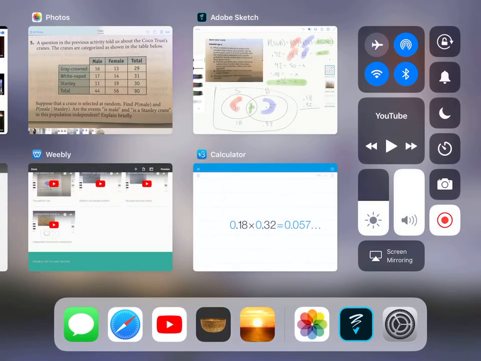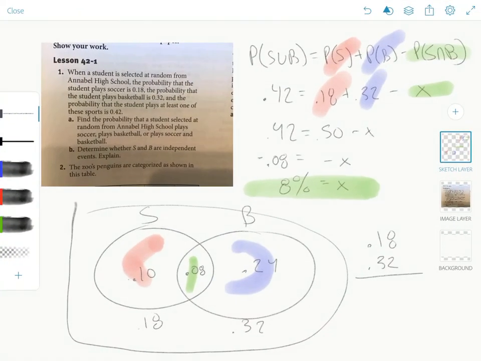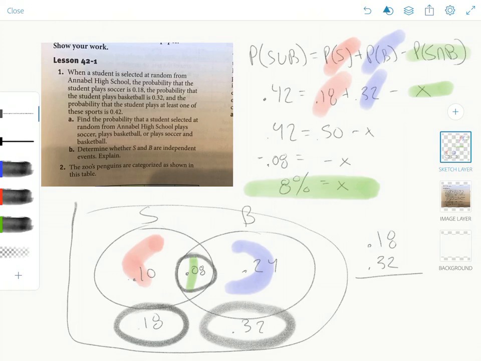These are not independent events because the product of the soccer probability and the basketball probability does not equal the intersection probability, so these are not independent events.